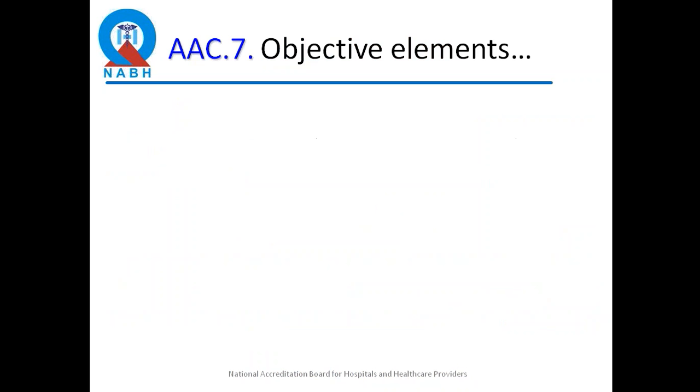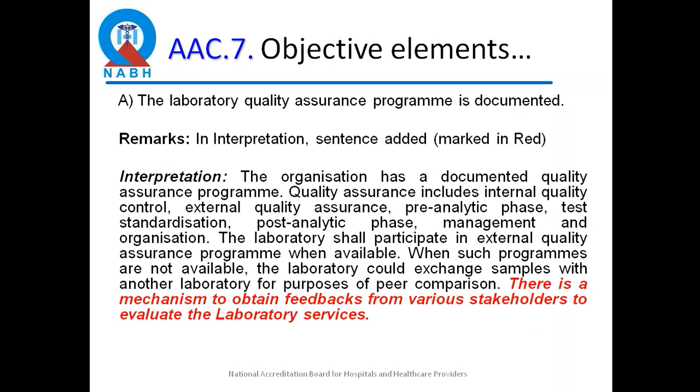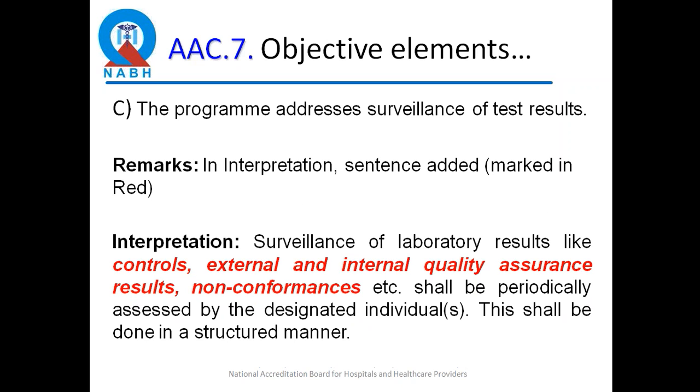AAC 7 is about the QA program. We are familiar. Here they have added that the lab should also obtain feedback from various stakeholders to evaluate the lab services. So obviously, maybe the patient's feedback can be taken, maybe the referring doctor's feedback can be taken, nurses who send samples to the lab. Time to time, the lab should be taking feedback from the stakeholders to identify whether they are satisfied with the quality of the reports, the quality of the lab services, the service that they are providing.